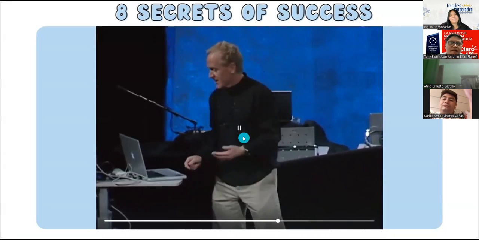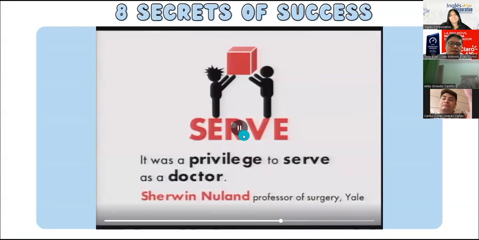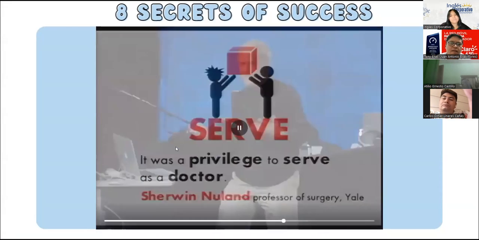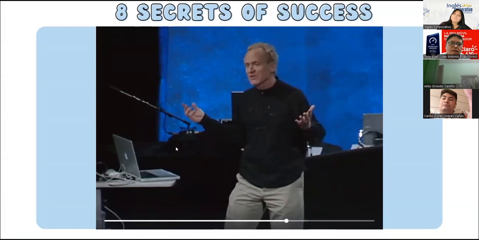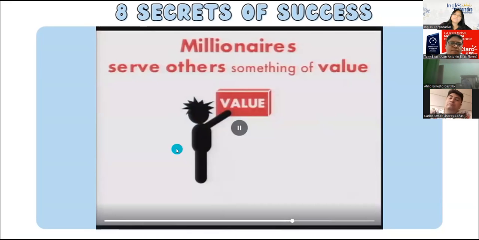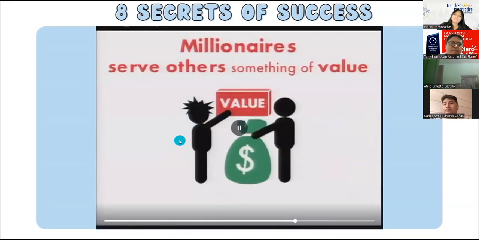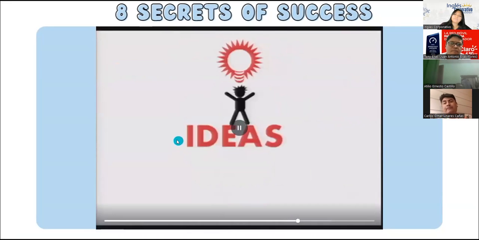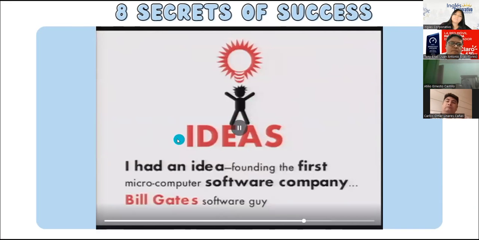Serve. Sherwin Nuland says it was a privilege to serve as a doctor. Now, a lot of kids tell me they want to be millionaires, and the first thing I say to them is, okay, well, you can't serve yourself. You've got to serve others something of value, because that's the way people really get rich. Ideas. TEDster Bill Gates says, I had an idea, founding the first microcomputer software company. I'd say it was a pretty good idea.